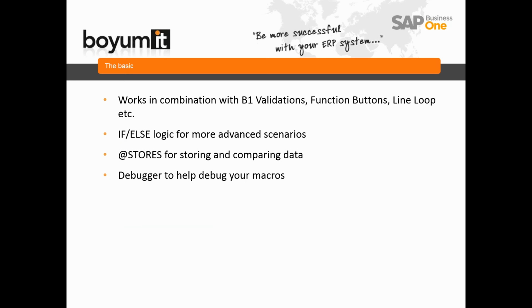Inside the macro system, besides the commands, you also have something we call conditional commands, and that is that you can create if and else logic for more advanced scenarios. You can use stores, like a variable, to store data that you pull out from the screen or from the database, and then you can later compare it in your if and else statements and use it in the commands. And then we have a debugger that will help you go through the macro line by line to debug what it actually does.